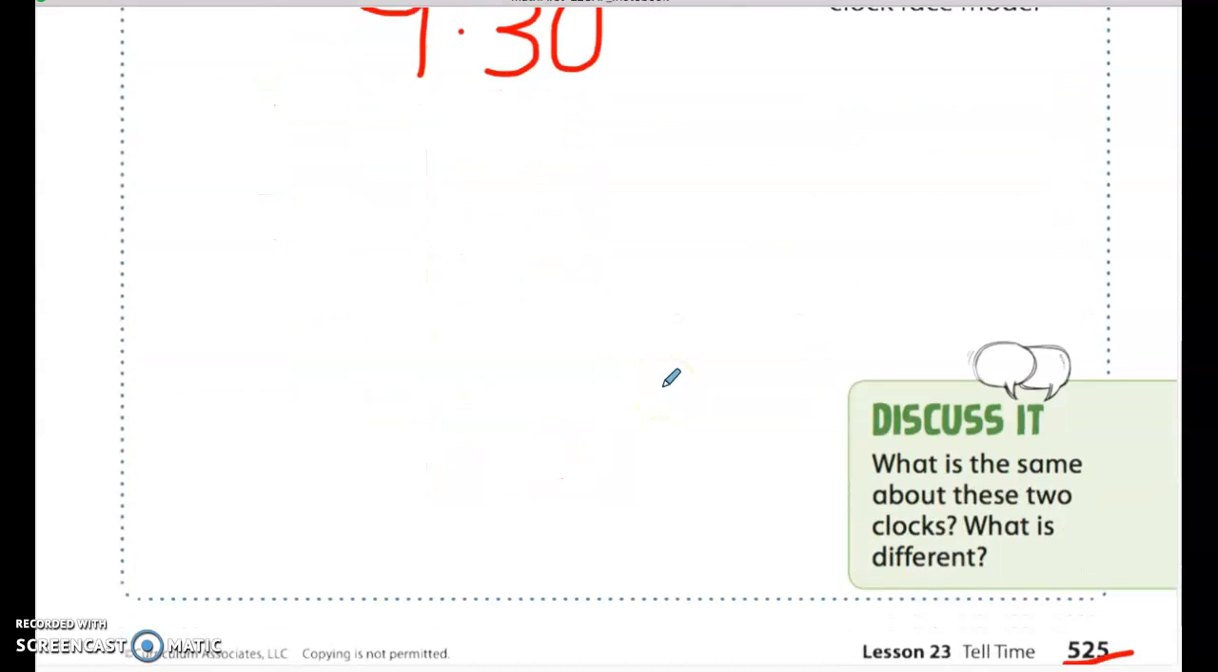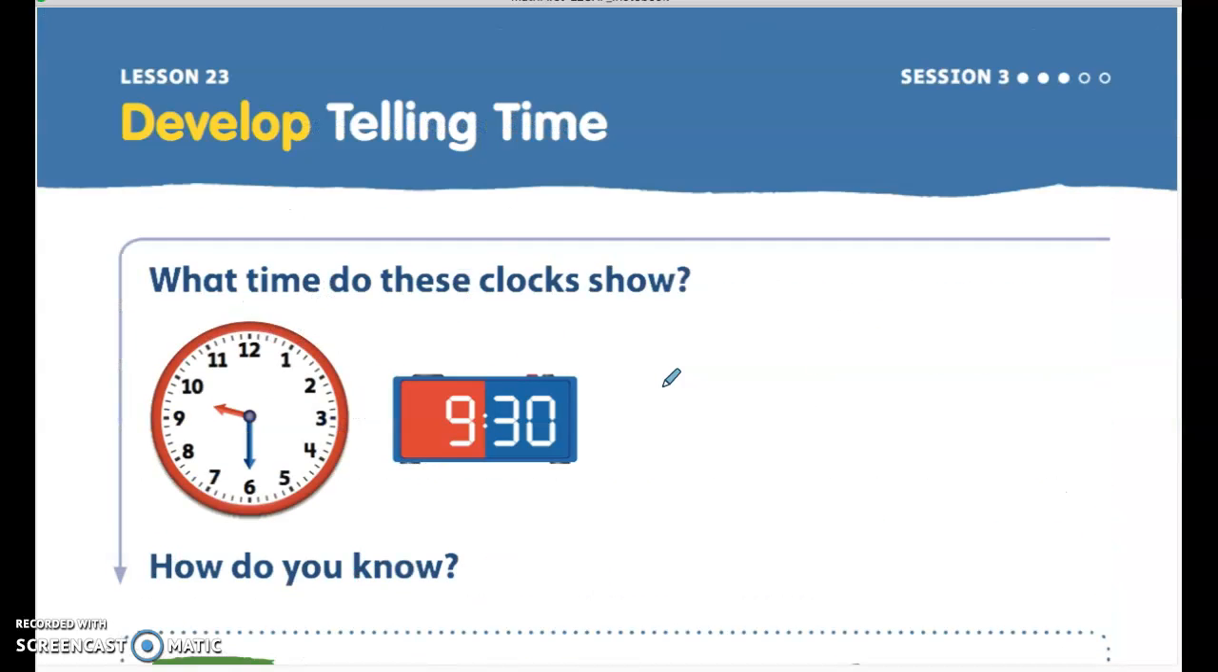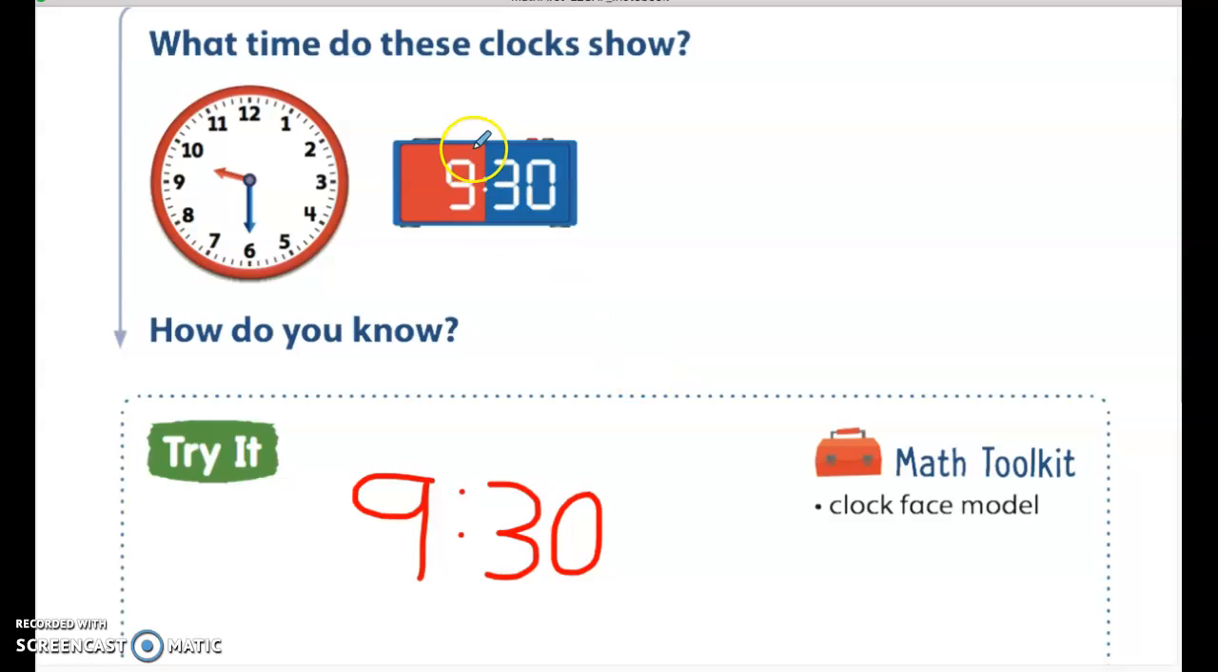So discuss it. What is the same about these two clocks? What is different? So what is the same and what's the difference? Well, one has hands and the other has numbers like this, right? It's still showing the same time, just in a different way.